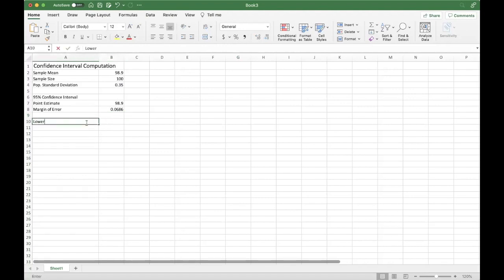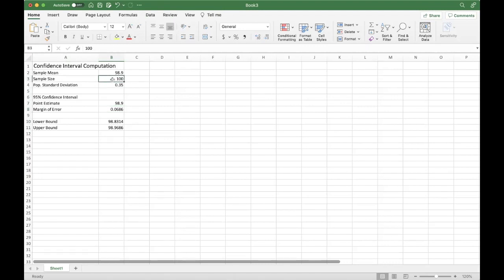So our lower bound of our confidence interval, the smaller side of it, is our point estimate minus that margin of error. And our upper bound is going to be the point estimate plus the margin of error, right? This one is rather small. You can see that it's centered on that 98.9. It's pretty small because our population standard deviation is small and our sample size is pretty large. That makes our margin of error rather small, right?